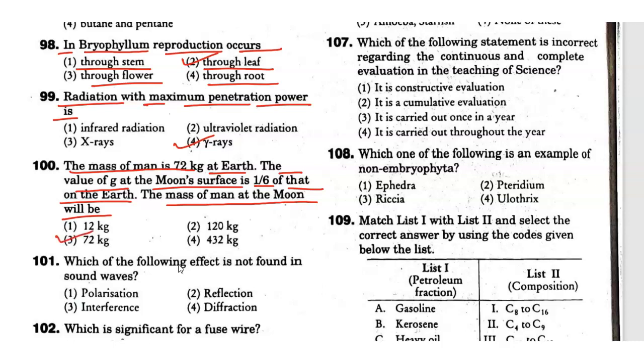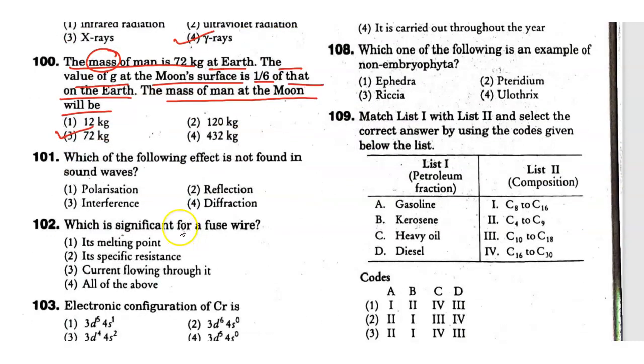The mass of any body is constant and the weight of a body depends upon the acceleration due to gravity. So the mass of the man will remain 72 kg on the moon also. We are talking about the mass, not weight. If they were asking about the weight, then the answer would change. But mass is always constant.